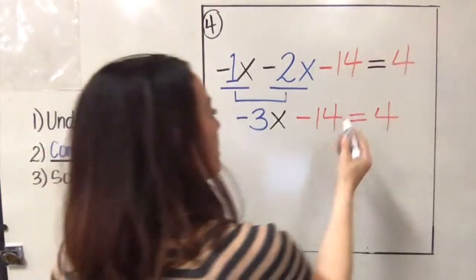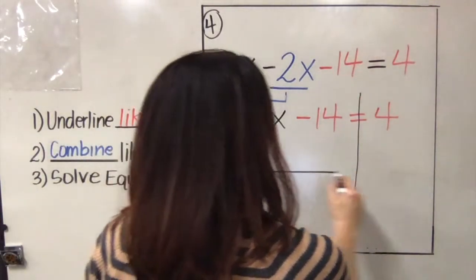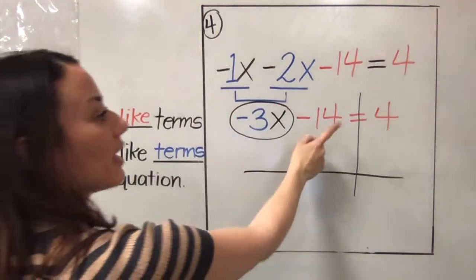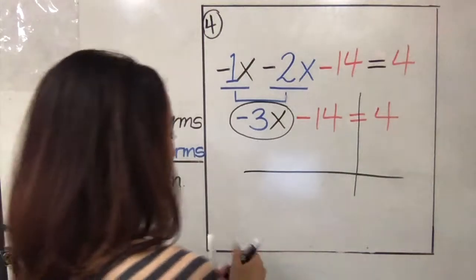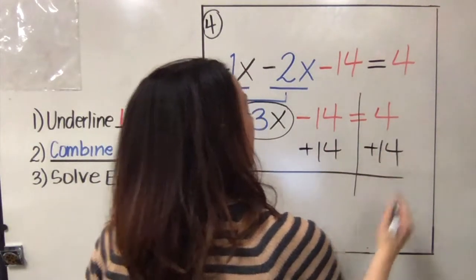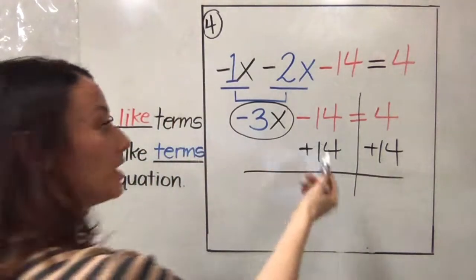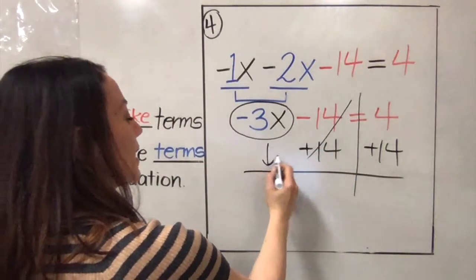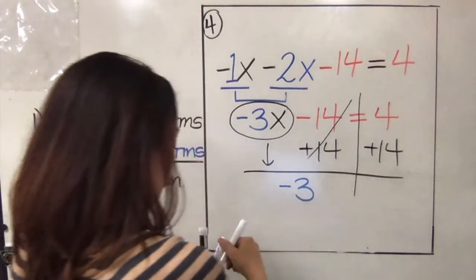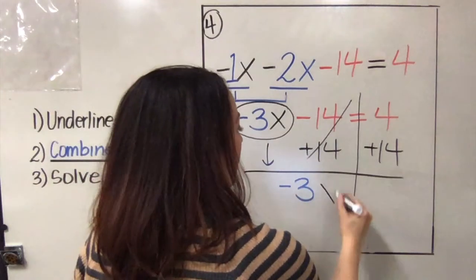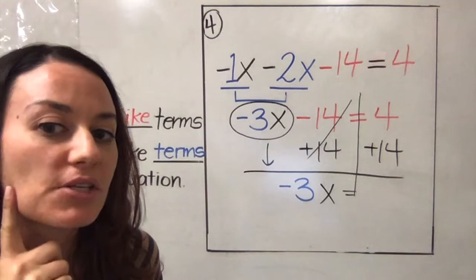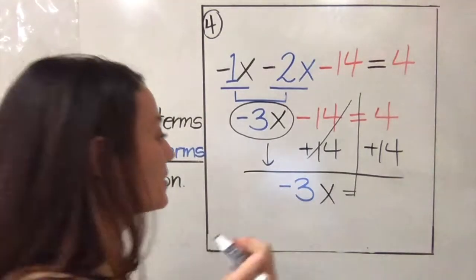First, make a t. Circle negative 3x. And what is the opposite of negative 14? It's positive 14. Very good. All right. Negative 14 and a positive 14 makes 0. Bring down, again, negative 3x. And it equals 14 plus 4. What's 14 plus 4? Come on. 18. Awesome.